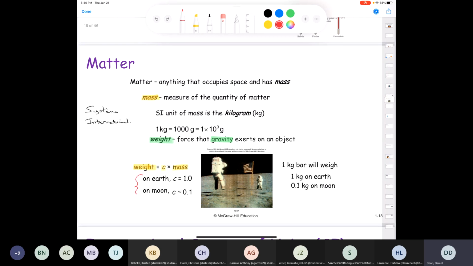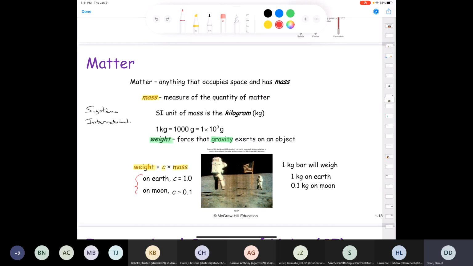So if your mass is, let's say, 80 kilograms, well, on Earth, your weight is going to be 80 kilograms, but on the moon, the factor C is actually around 0.1. So that means that on the moon, your weight is actually only a tenth of what it is here on Earth. And so you can see that you don't always weigh the same, because weight is based on gravitational force. And if you weighed, let's say, 200 pounds on the planet Earth, that means that on the moon, you would only weigh 20 pounds.